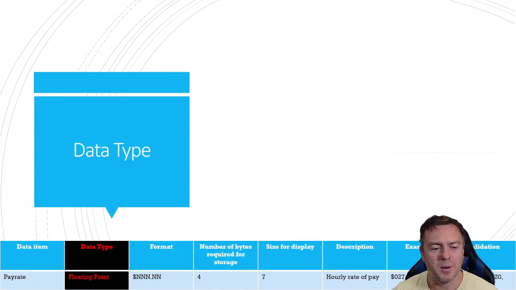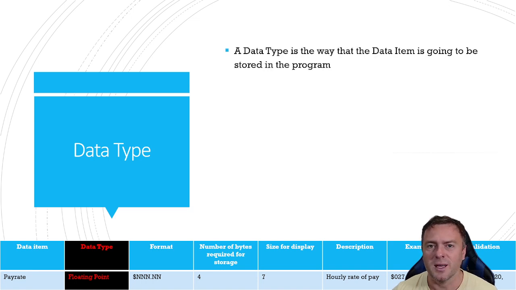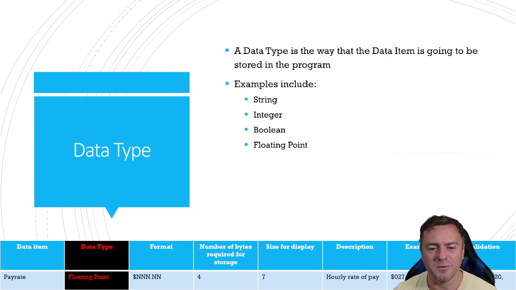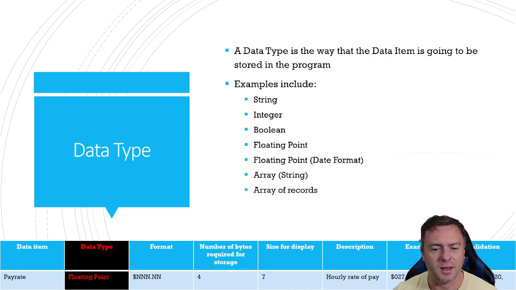Then we've got the data type. The data type in this case was the floating point. A data type is the way that the item is going to be stored. Some examples include strings, integers, booleans, floating points, and then you can have more exotic ones. For example, a floating point with the date format, an array of strings, an array of records, a record, and then also a file stored in sequential format, which we'll deal with later.